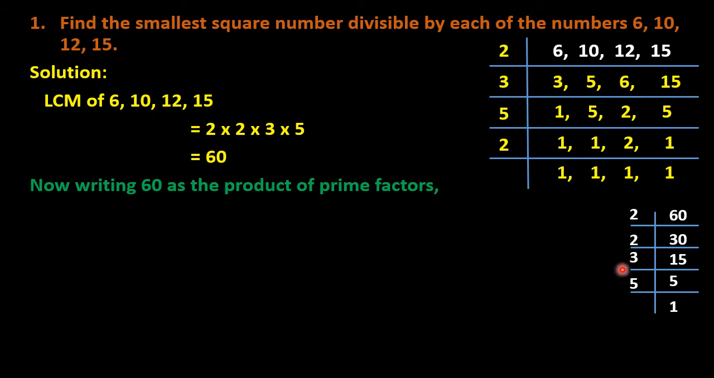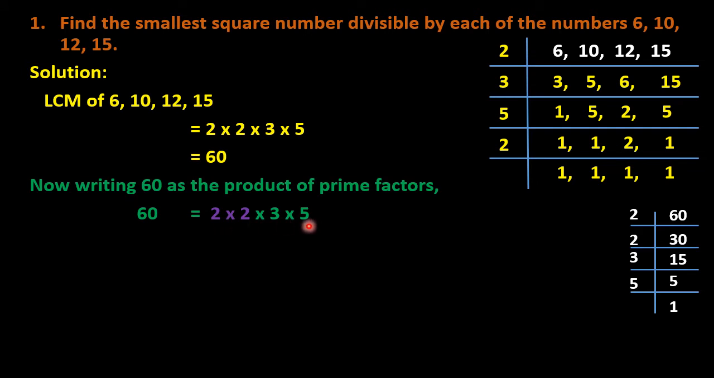Here all the numbers should be prime numbers. 2, 2, 3 and 5 all are prime numbers. This must be kept in mind while finding the prime factors. So 60 can be written as 2 into 2 into 3 into 5.